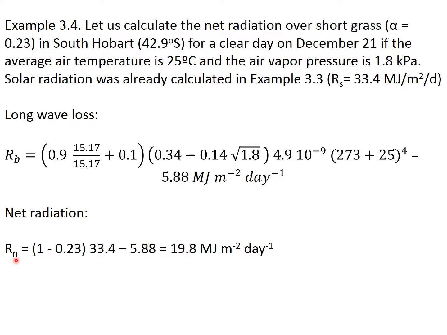Now we apply the equation for net radiation, (1 minus 0.23) multiplied by solar radiation, which we had already calculated, 33.4, minus 5.88 megajoules. And we arrive at a value of 19.8 megajoules per square meter per day.